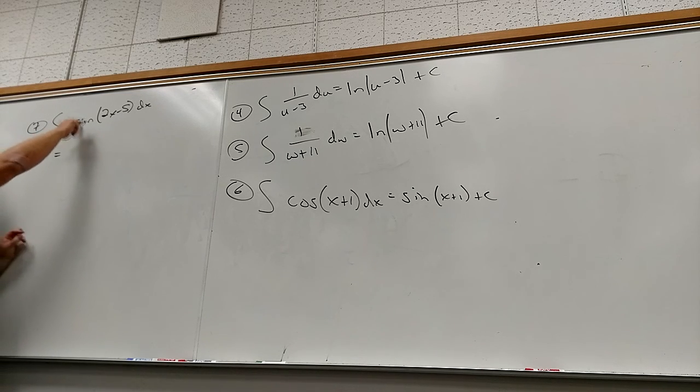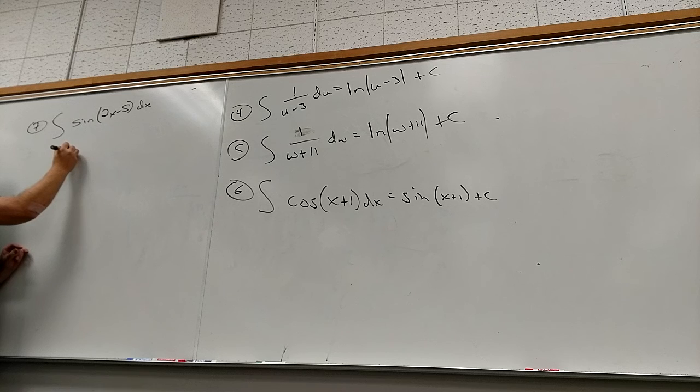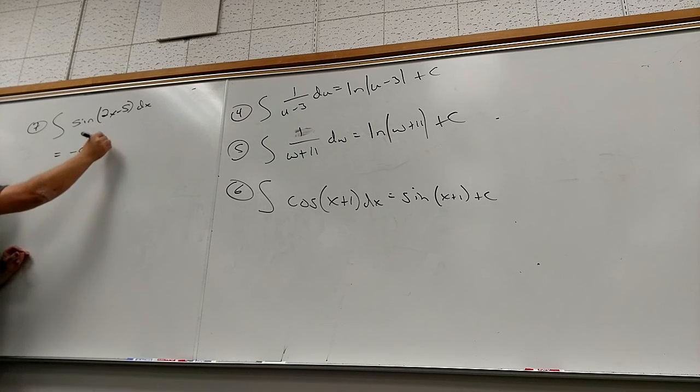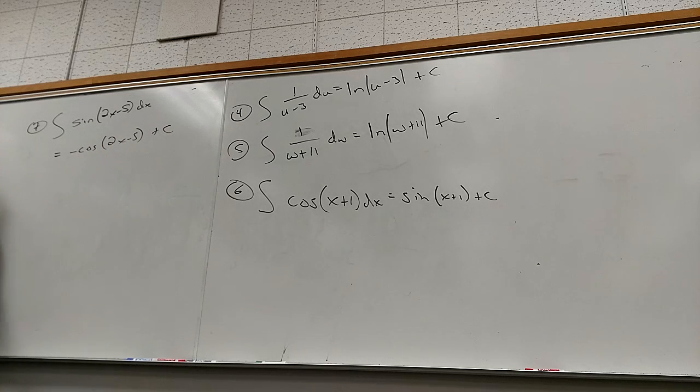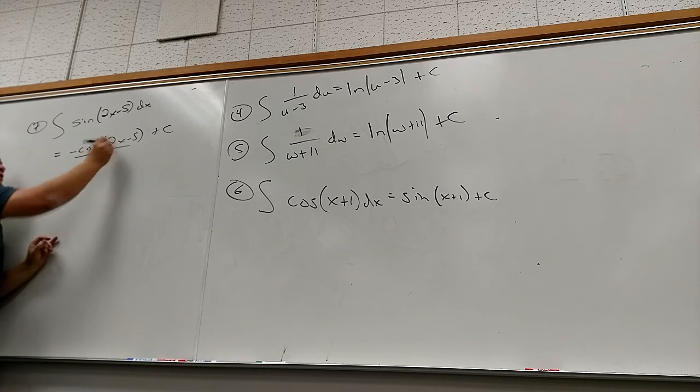But the integral of sine is going to be what again? Negative cosine of this. Now, what's wrong with just stopping there? Because if you took the derivative, what would come popping out? And is there a 2 there? No. So what must have been here so that a 2 wouldn't be there?